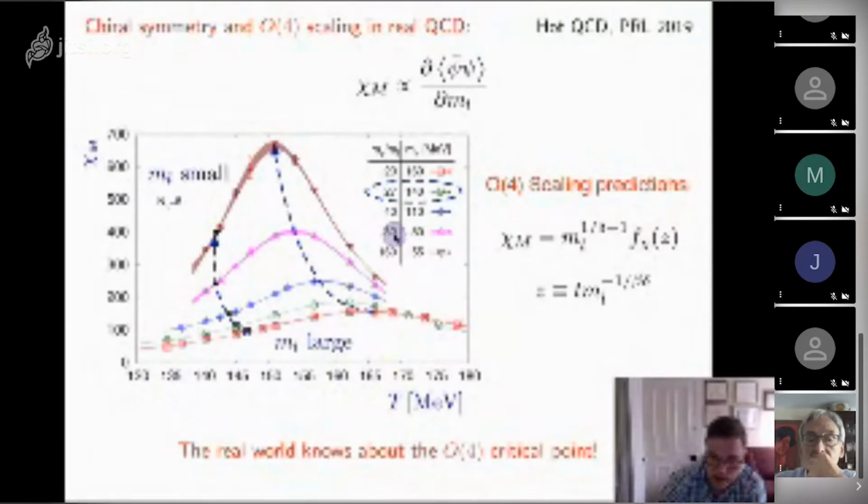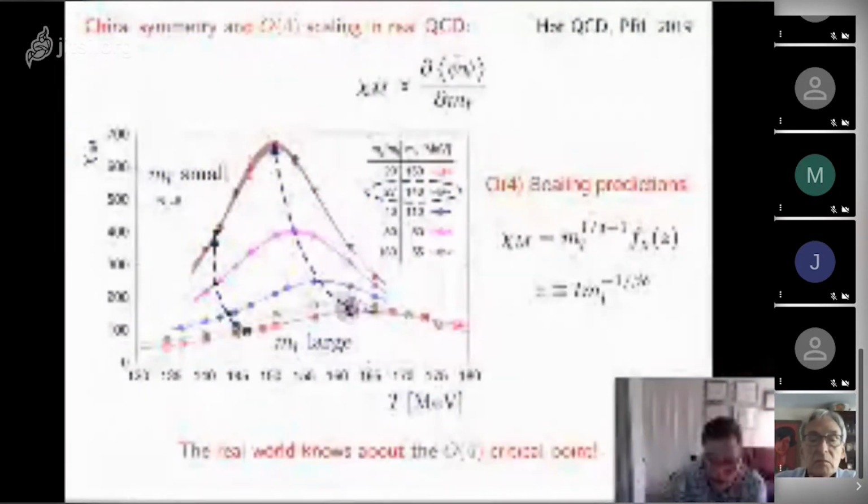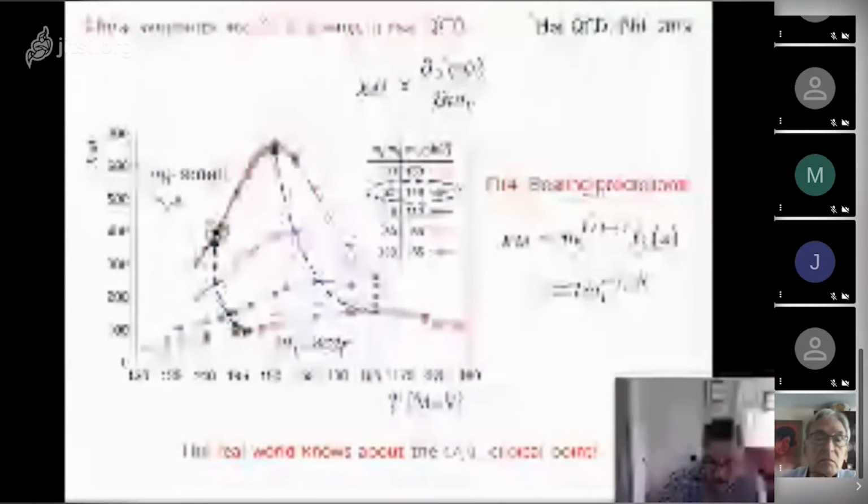They start out above the physical point, where the pion mass is 160 MeV. Then they go down to 140 MeV, the physical point. Then they decrease the quark mass further, to where the pion is 55 MeV. And you see how the chiral susceptibility increases as they lower the quark mass.